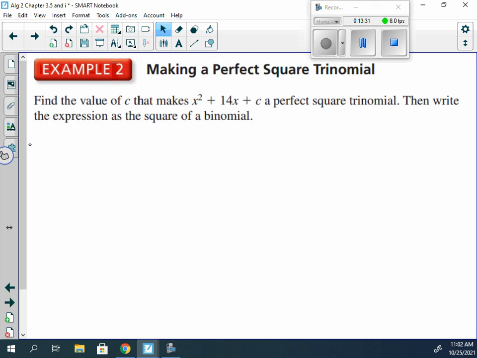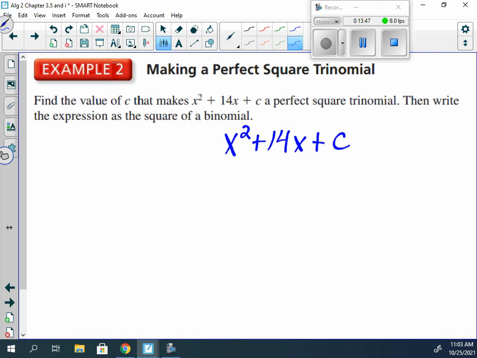Now, one of the keys to completing the square is actually having a perfect square trinomial, being able to rewrite the trinomial as a set of parentheses squared. Now, the first equation we're looking at is x squared plus 14x plus c. Because if I can find a value of c that will make this into a perfect square trinomial, then we could rewrite it as a set of parentheses squared and use the square root method.